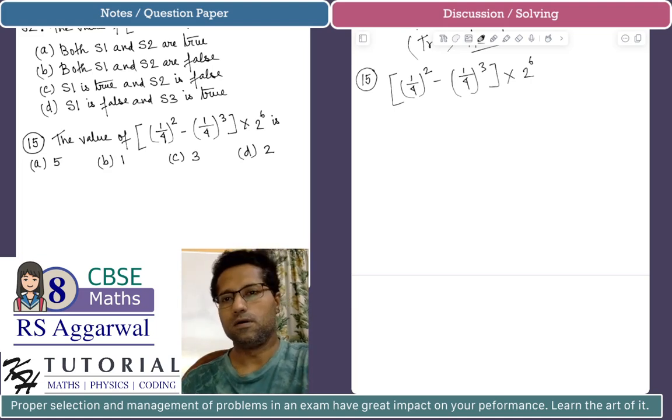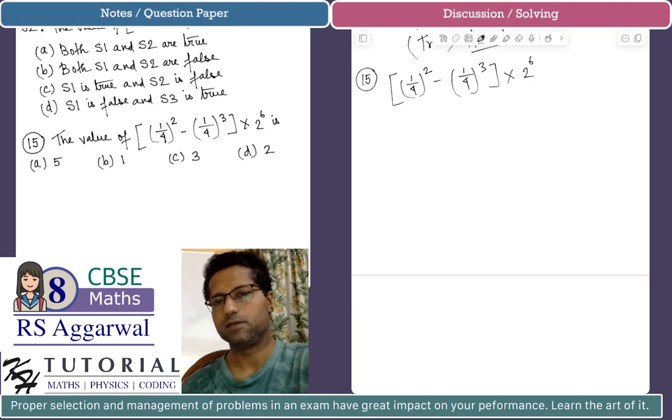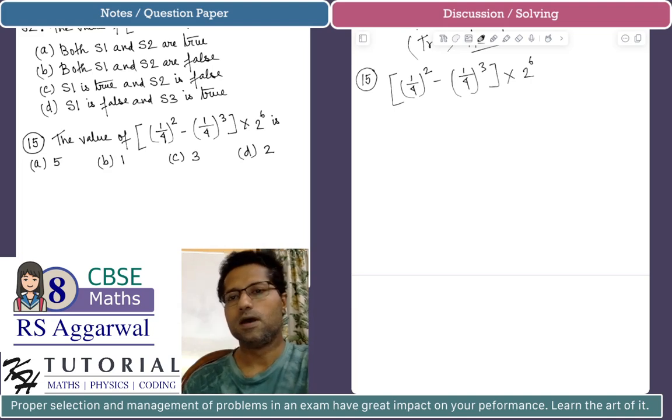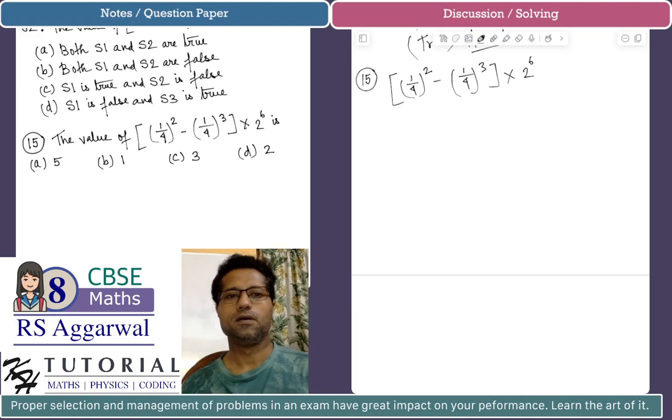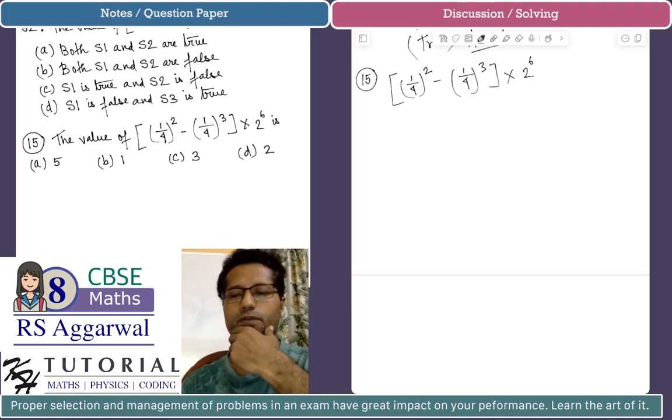You can see that inside the bracket, it is a division of two exponential terms, and both have base 1 by 4. Now 4 you can always express as a power of 2. So if you observe that, instead of simplifying inside the bracket first, if you apply the distributive law of multiplication over subtraction, you will be able to solve it more quickly.